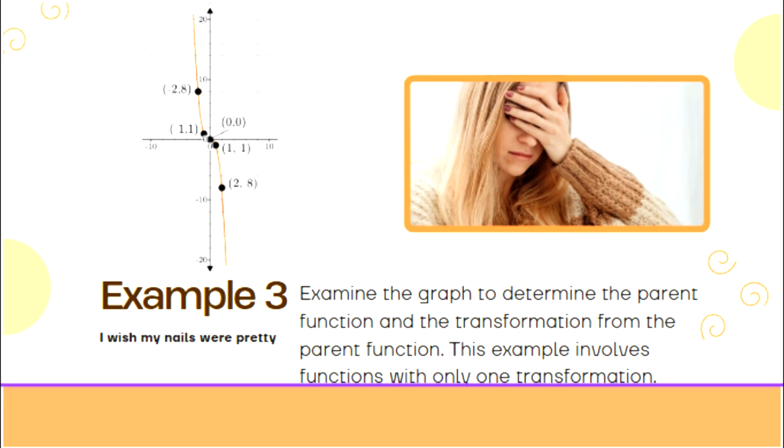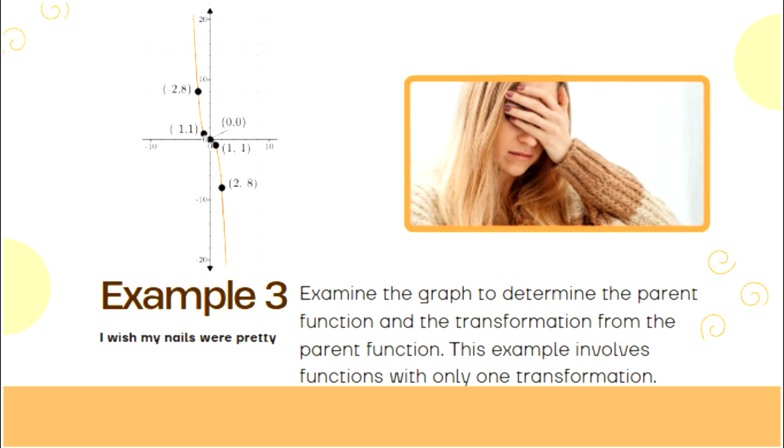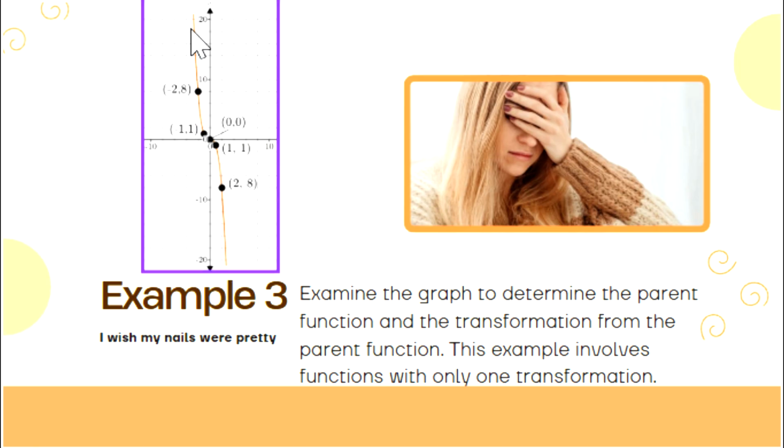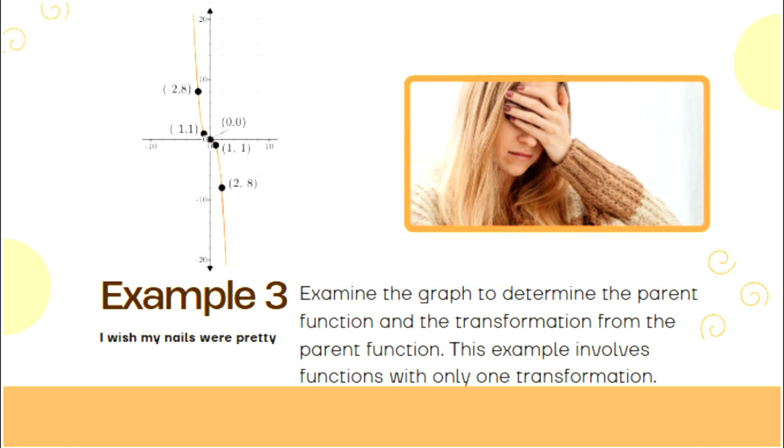Here is example 3. Hopefully this is starting to click for you. Examine the graph to determine the parent function and the transformation from the parent function. This example involves functions with only one transformation. I just realized this S-bend curve is not on my table of graphs. So I will go and fix that. I apologize for that, so that it's on here. Add S-bend curve.